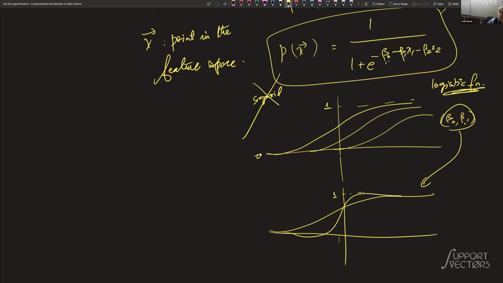So you control it with beta naught, beta 1, right? With these parameters, you can control how strongly it goes up and down. But that's with the logistic; the family of sigmoids will control even the angle of that curve, right?